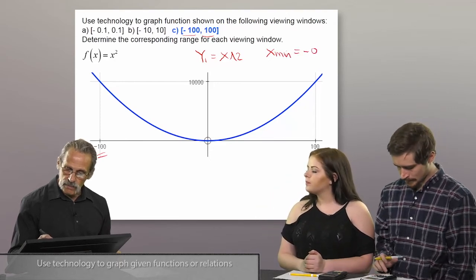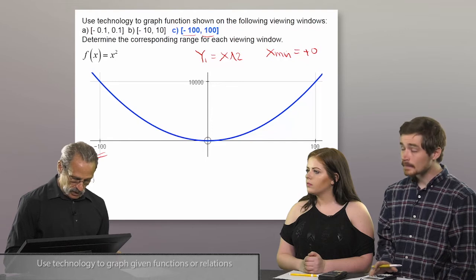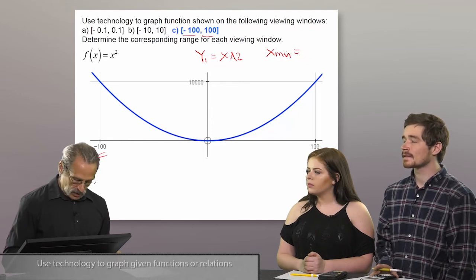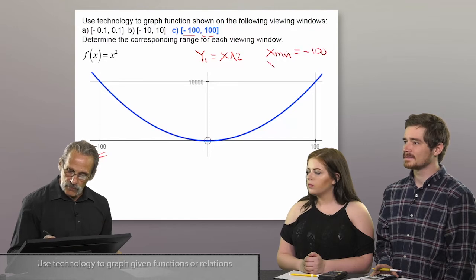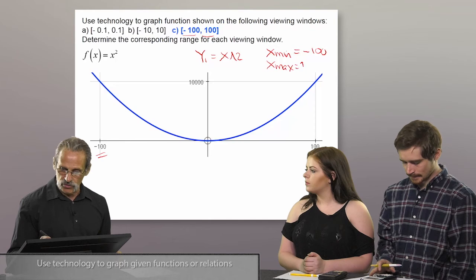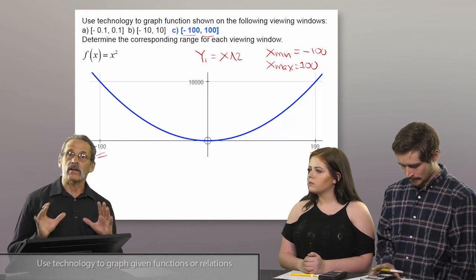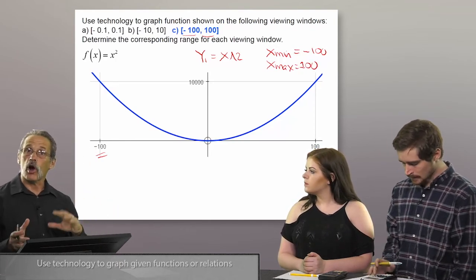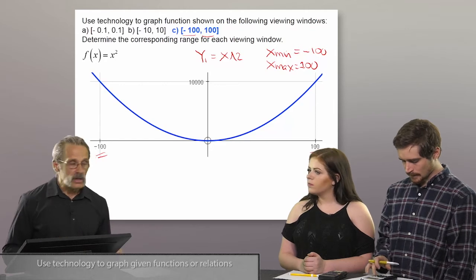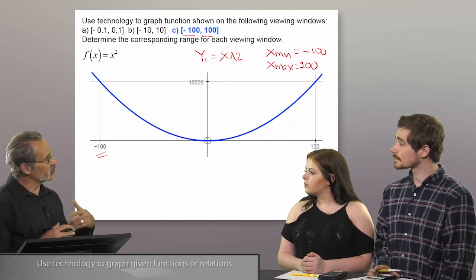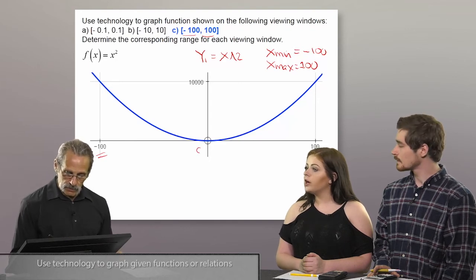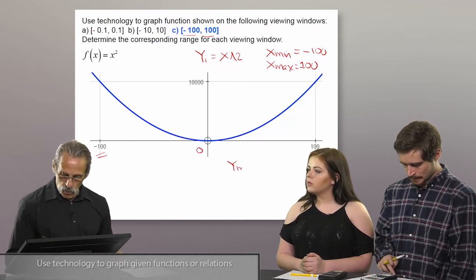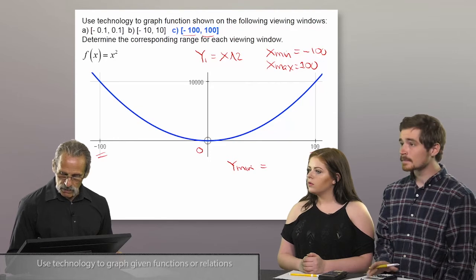Very good. Let me see if I can write -100 so it's a little more legible. There we go. And for X max, I'll enter +100. Very good. So now that I've entered the domain, I want to find the corresponding range. So I have y equals x squared, f of x equals x squared. The smallest output would be 0, so that means my y minimum would be 0.